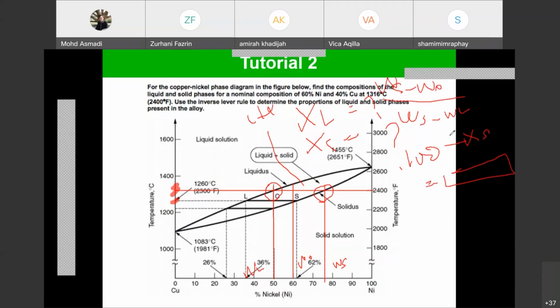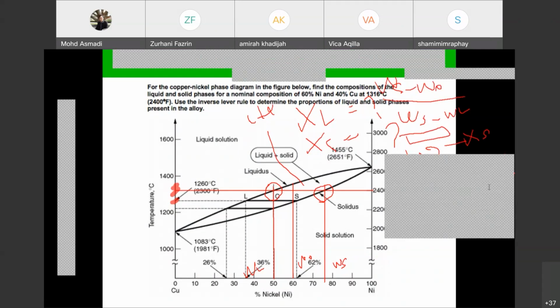Okay, what is the answer? Can you find the answer? Give me the answer.